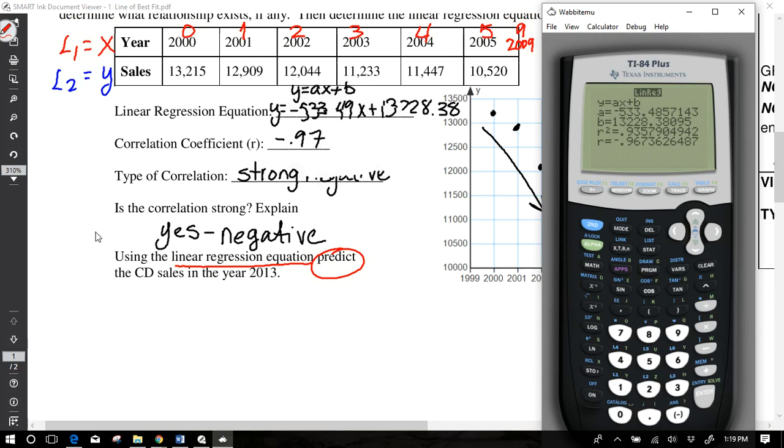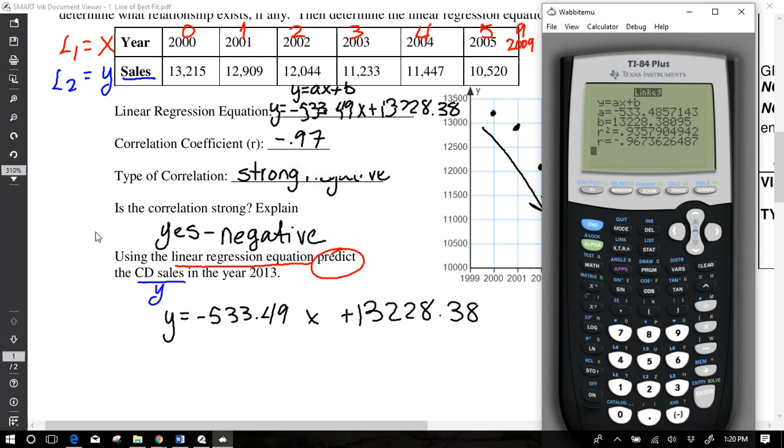Okay, so first thing I'm going to do is I'm going to bring down my linear regression equation. Y equals negative 533.49x plus 13,228.38. And then what are they asking me for? They want to know, what are the CD sales? The sales are the Y values. So what are the sales in the year 2013?